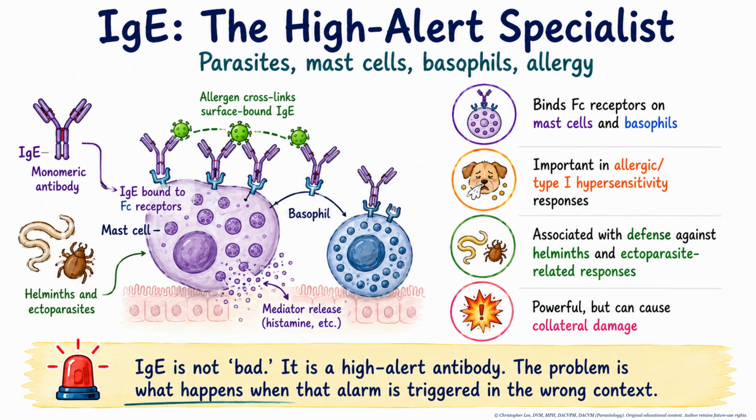It is also associated with responses against helminths and ectoparasite-related challenges, where rapid local mediator release and recruitment of other immune cells may be useful. The problem comes in when the high alert system is triggered by the wrong target or at the wrong intensity. Then a protective alarm can become collateral damage.